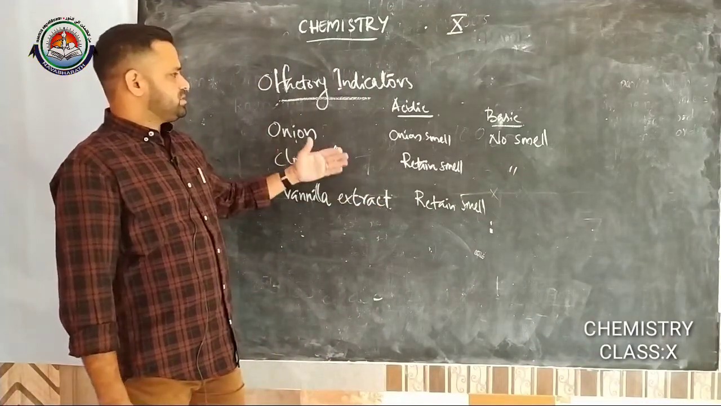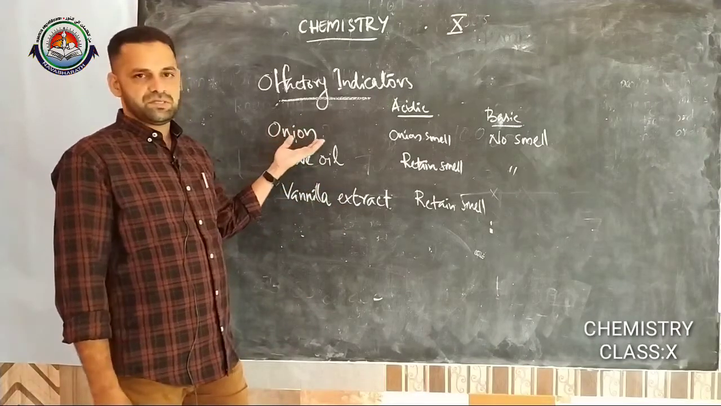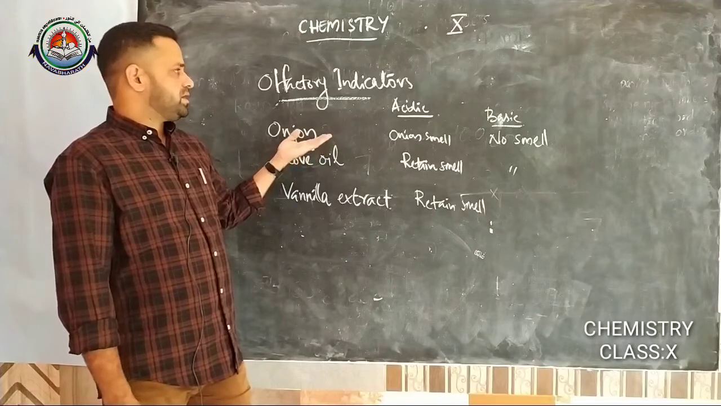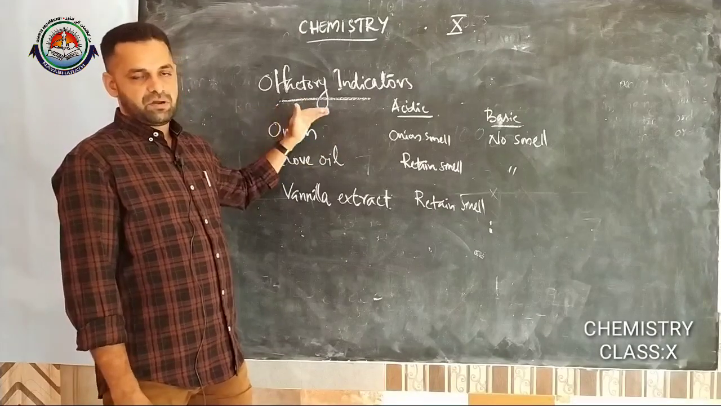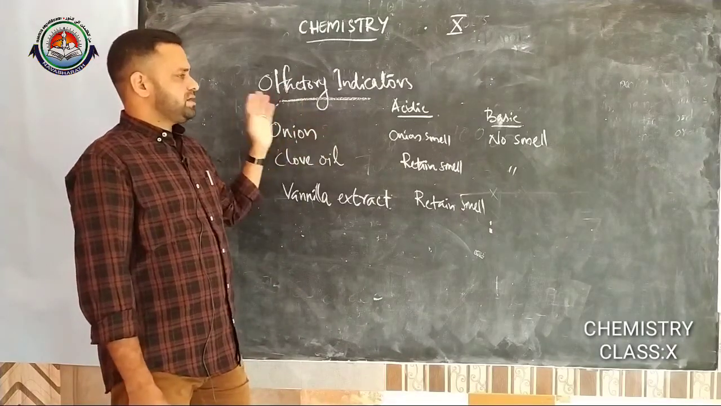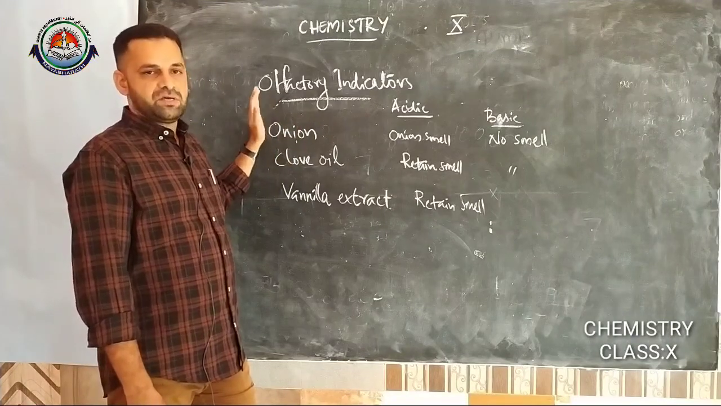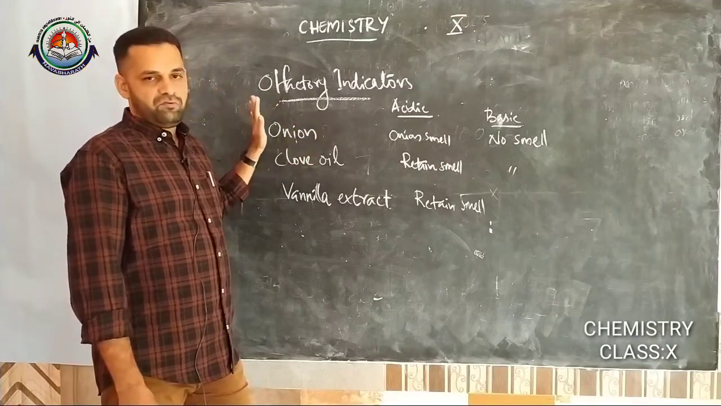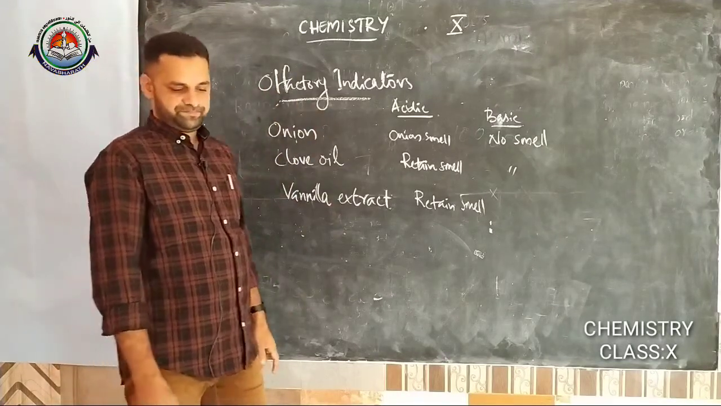So these are called olfactory indicators. Olfactory indicators are the substances that show a change in odor in acidic and basic medium. So we have discussed so far natural indicators, synthetic indicators and olfactory indicators. These are all about indicators.